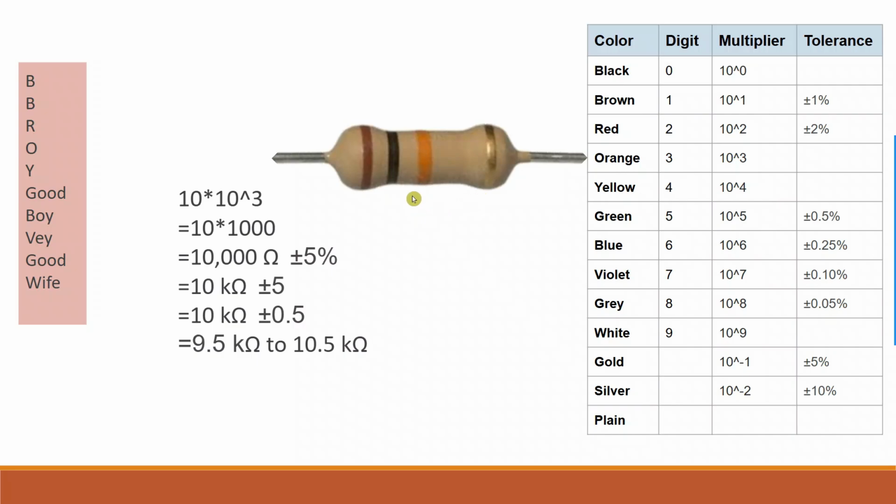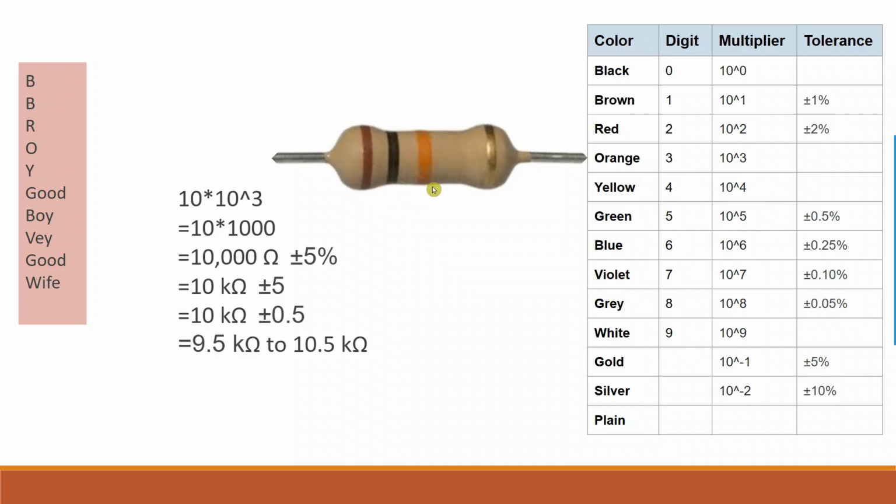Now how will you calculate? The first color is brown, so brown means 1, we put 1 here. The second is black, so black means 0, we put 0 here. You should keep in mind that the last second will always be the multiplier and the last will be the tolerance. So the first, second, and third will be the multiplier.